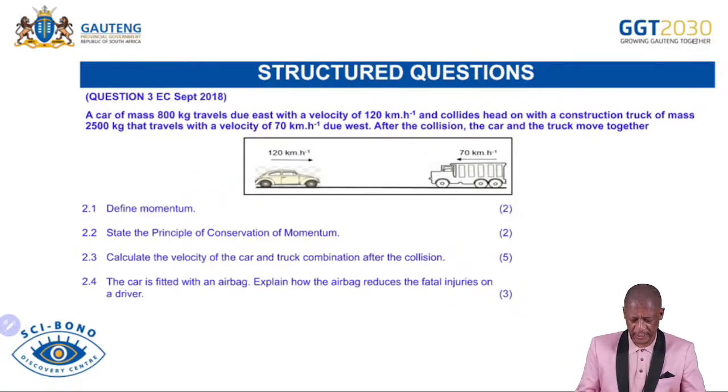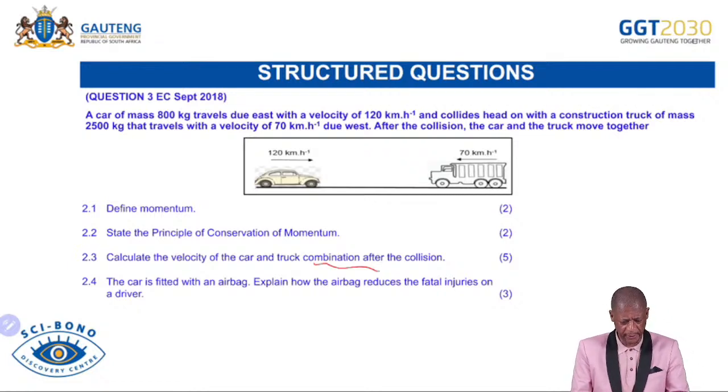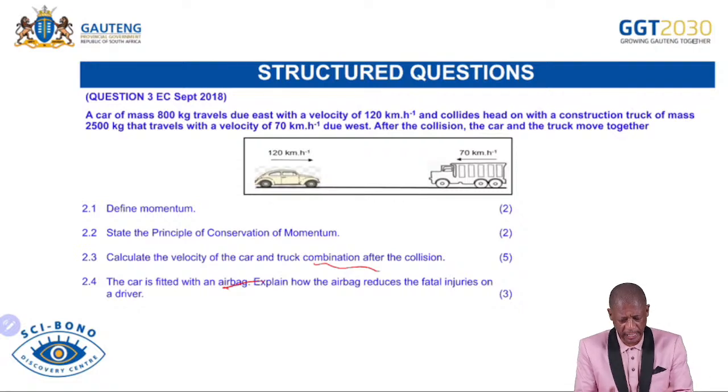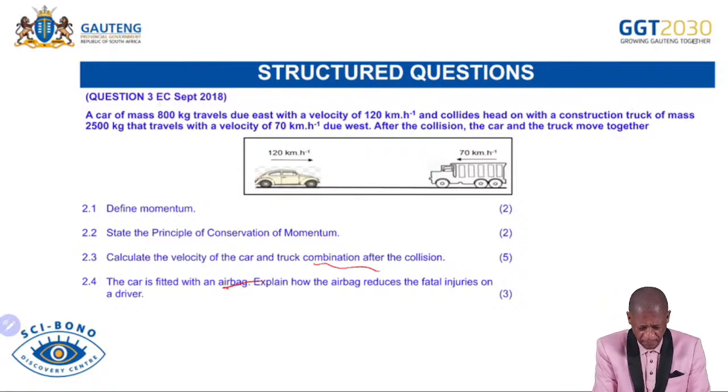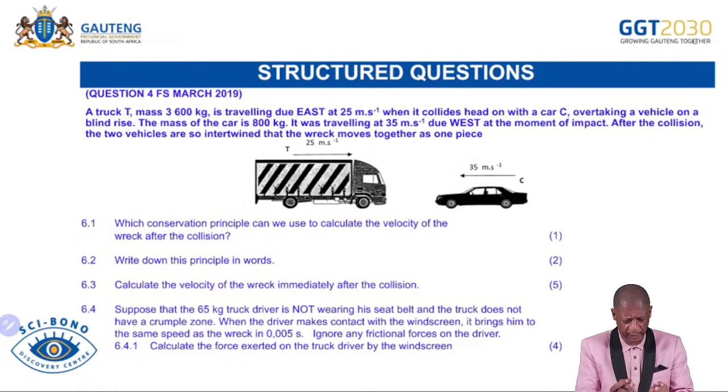So the same thing, they keep on doing the same thing. Now this one, define momentum. This one, the principle of conservation of momentum, you state it. Calculate. So these are combined. They say combine the V. When they are combined, then it's easy. And then you explain the airbag. They keep on with one and the same questions. So these are from Eastern Cape, September questions. These are the questions I've gathered from the question paper.